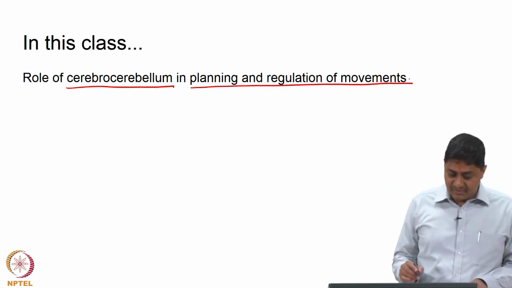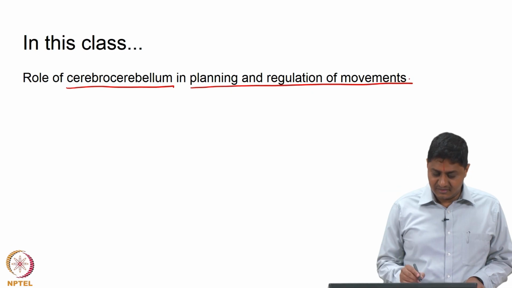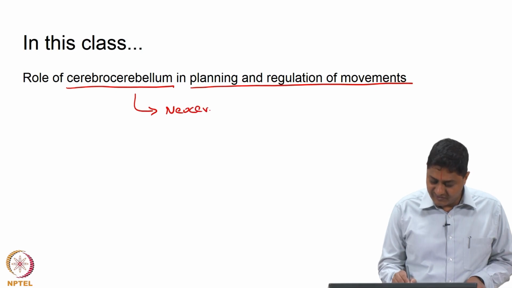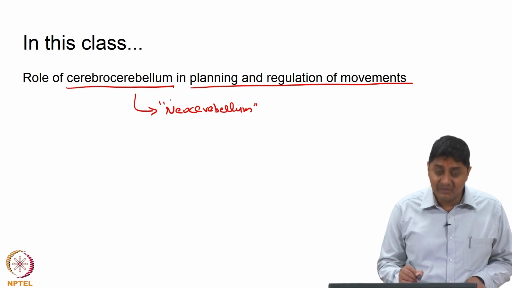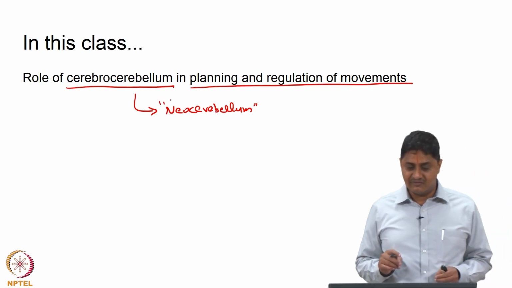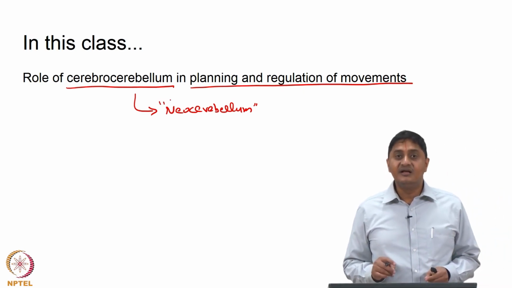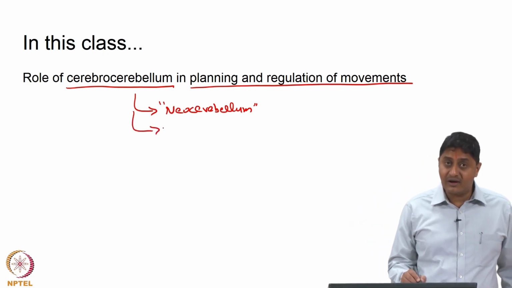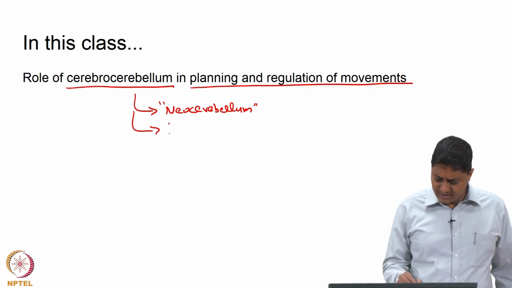So, cerebrocerebellum is the later cerebellum, or is considered to be the evolutionarily advanced cerebellum, which is the reason it is also called the neocerebellum. We have discussed in a previous class that cerebrocerebellum is the newest addition evolutionarily. So, this is called the neocerebellum, and since it receives inputs mainly from the pons, it is called pontocerebellum.